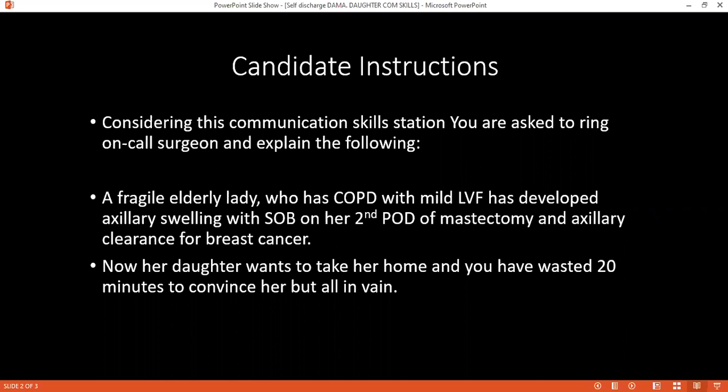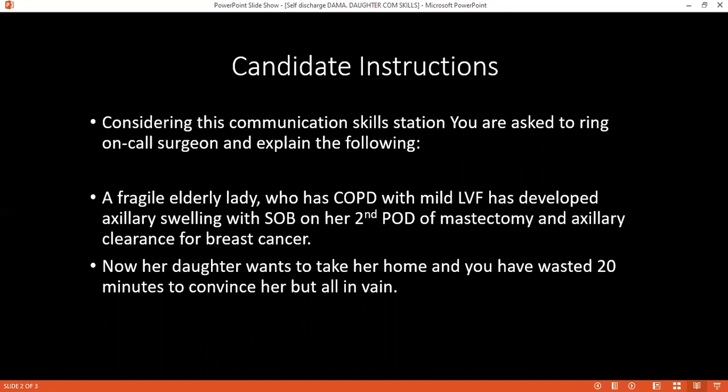Okay, doctor. If the patient and her daughter do not want to stay, please take a legal document signature and again explain the condition and complications, and you can give discharge against medical advice. Okay, thank you. Can we summarize in just 3 minutes? Yes, okay, I will summarize.